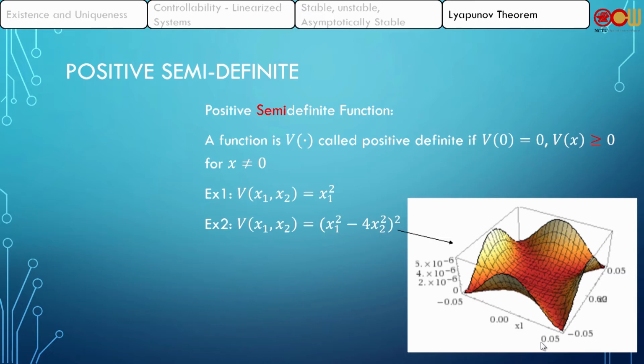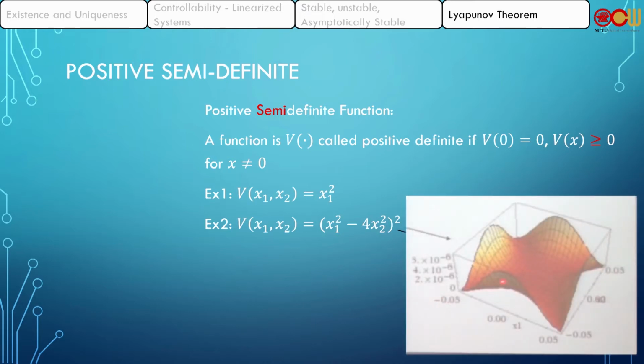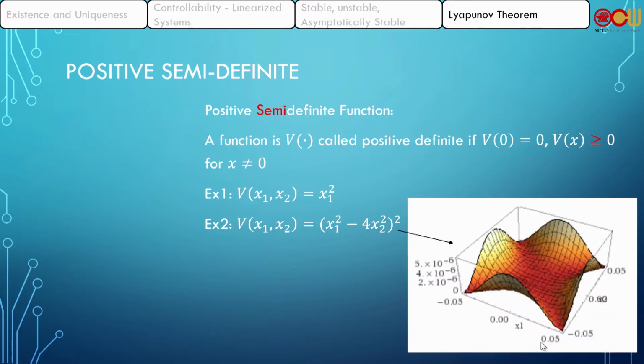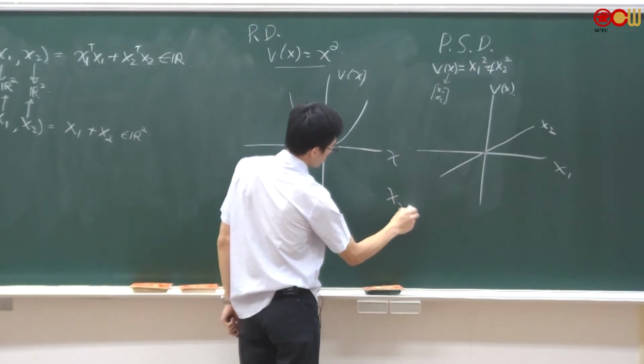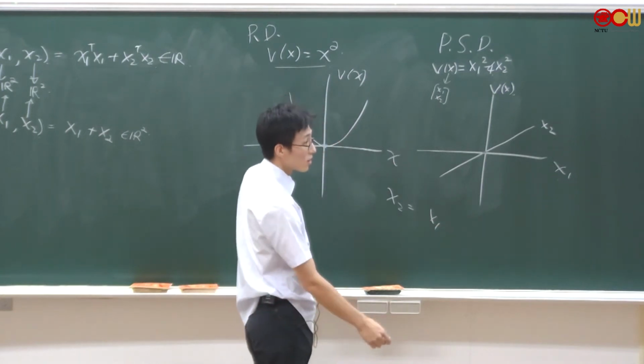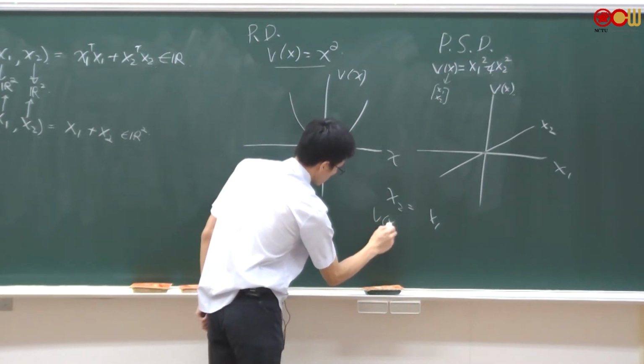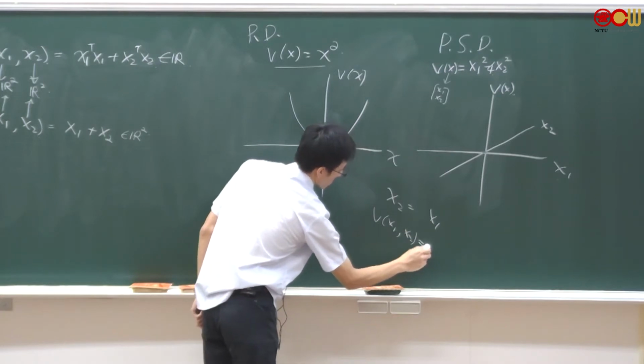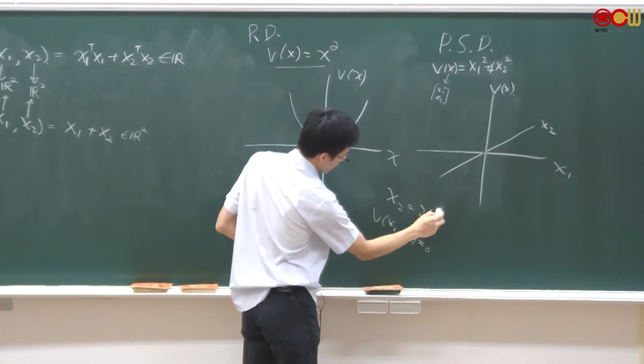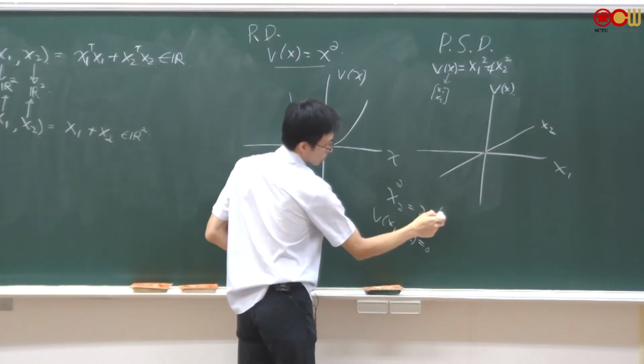So this function is similar to this. It's 0 at 0, right? This is x1, x2, and the z direction is the V function. So at the origin it's 0, 0. Is there any other location that could be 0 for the V value? Yes, on this axis and this axis, right? Whenever your x2 equals x1, this V will be 0. If x1 could be 1, x2 will be 2, so it's not 0.